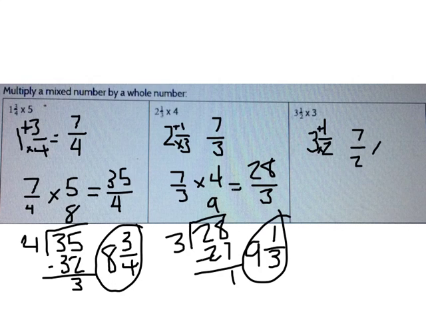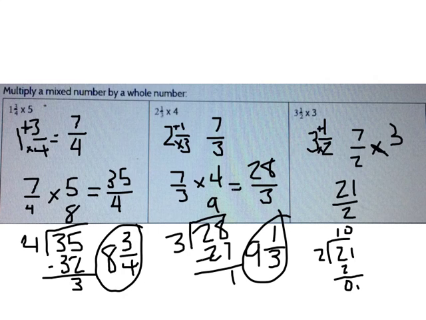Now I can multiply times 3. What was your resulting improper fraction? 7 times 3 is 21. The denominator stayed the same. 21/2. When I change that into a mixed number, my result is 10 with a remainder of 1, or 10 1/2.